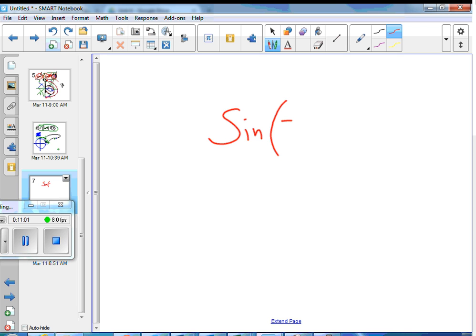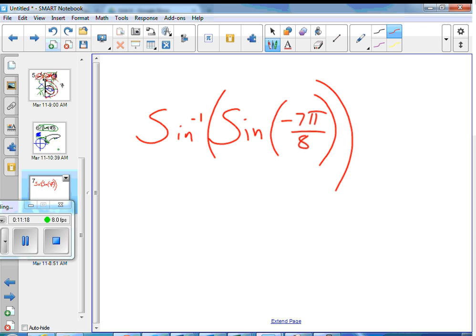Negative 7 pi over 8. You know where 8/8 of a pi would be. Negative 7/8. And then we're going to do the inverse sine of that. But you start on the inside. You draw yourself a picture.